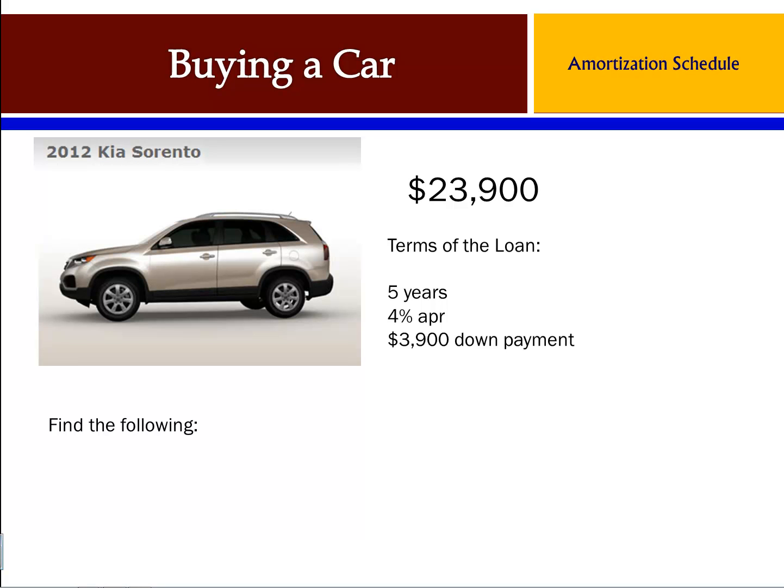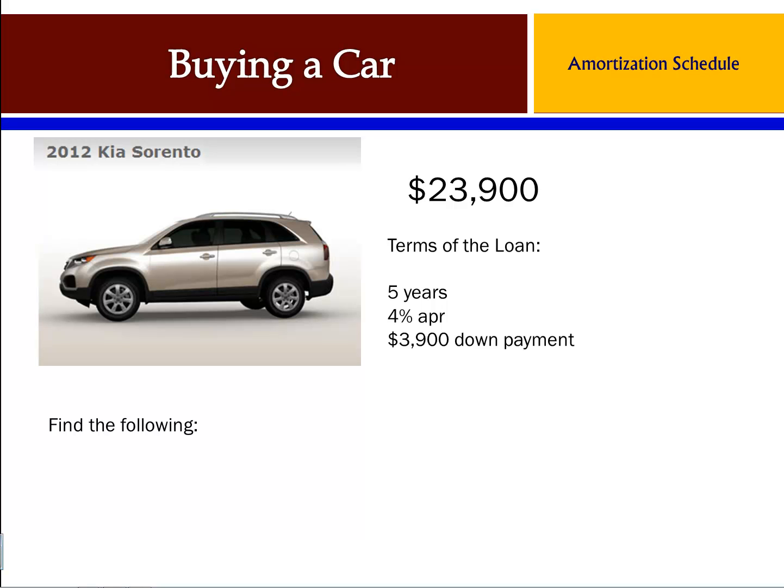So now we're going to talk about the process of buying a car under the installment loan plan, and we're going to prepare what is known as an amortization schedule. That is a schedule that shows how much of your payment each month goes toward the principal that you borrowed for the car, and how much of that payment is going toward interest, which is the cost of borrowing the money.